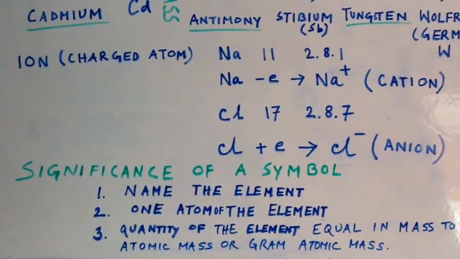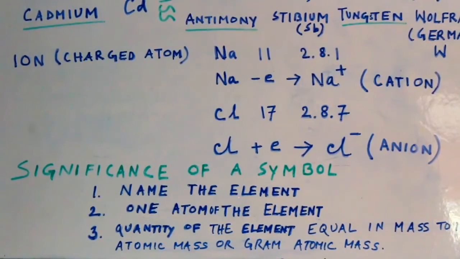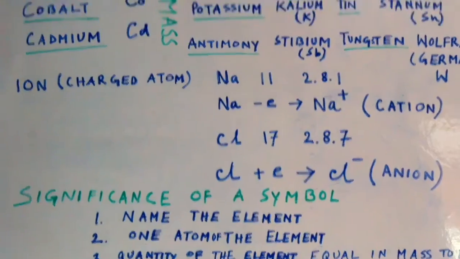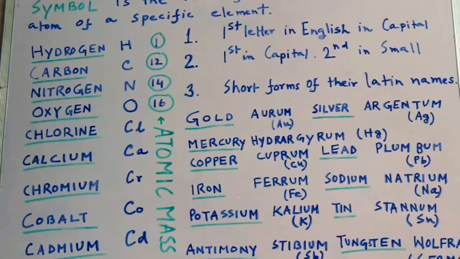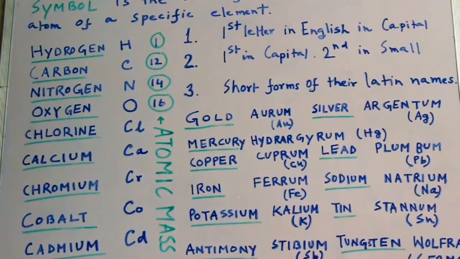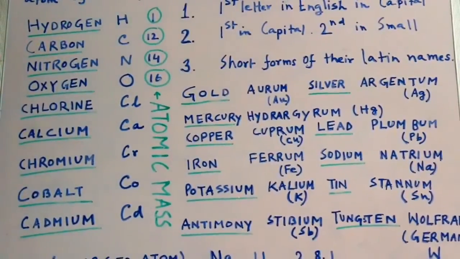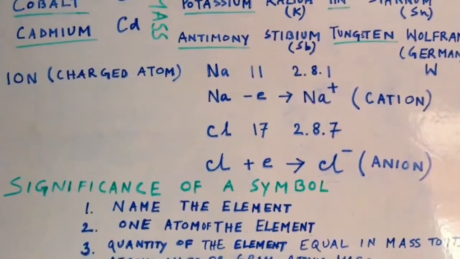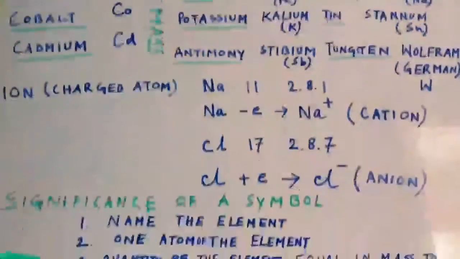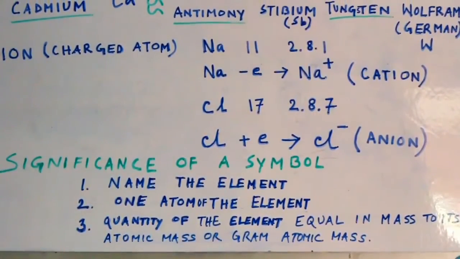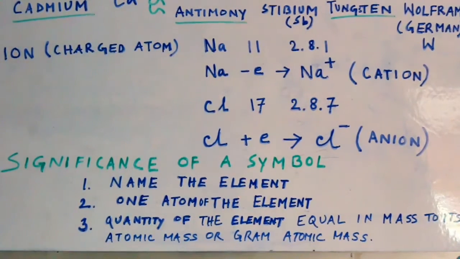Another most important thing is the significance of a symbol. For example, if I say H, what does the symbol H signify? Number one is the name of the element. That means H signifies hydrogen. Number 2 is one atom of the element. That means H signifies one atom of hydrogen. And number 3 is the quantity of the element equal in mass to its atomic mass or gram atomic mass.